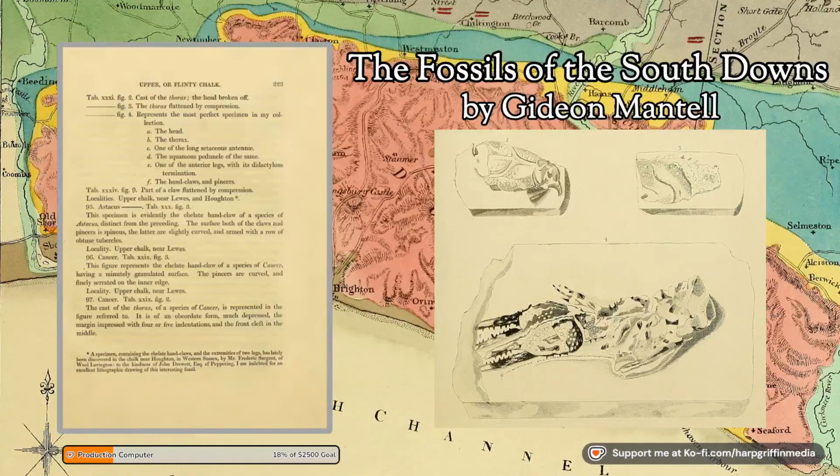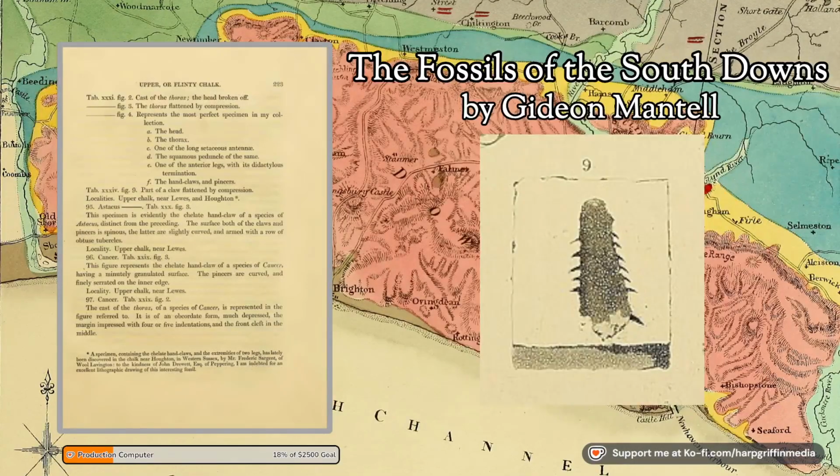A. The head. B. The thorax. C. One of the long setaceous antennae. D. The squamous pedicle of the same. E. One of the anterior legs with its didactylous termination. F. The hand claws and pincers. Tablet 34, figure 9. Part of a claw flattened by compression. Localities: Upper Chalk, near Lewes, and Houghton.